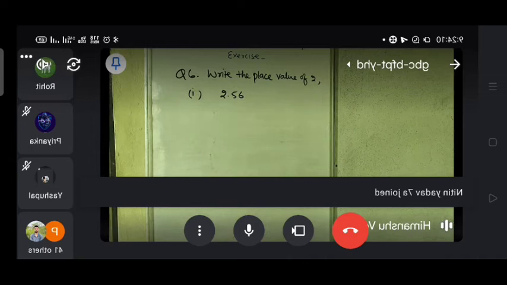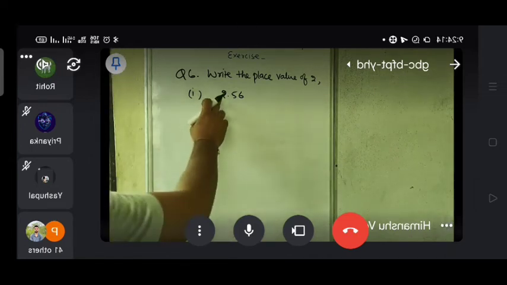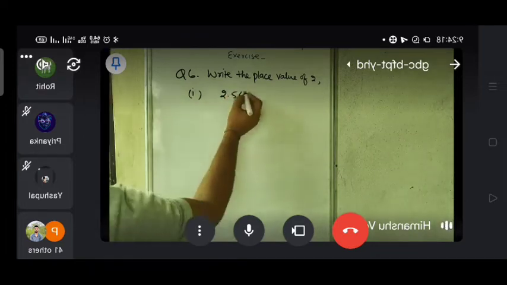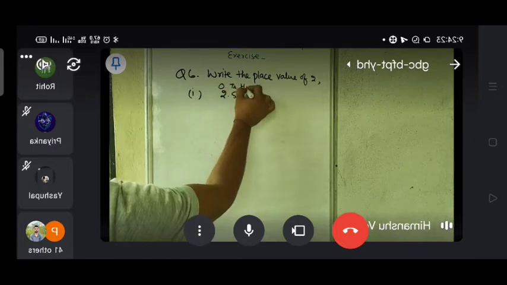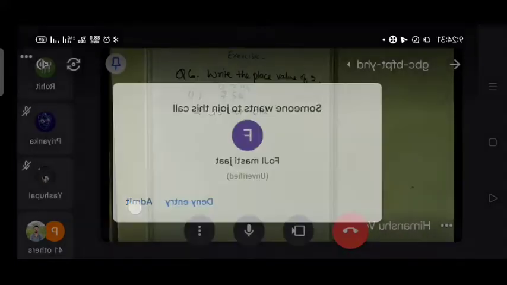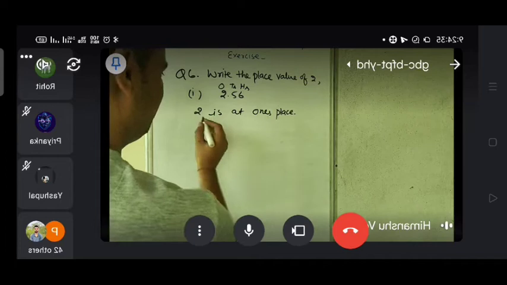So it is very easy. You have done it already. Now you just have to choose whether it is ones place, tens place, or hundreds place. So we mention it: this is ones, this is tens, this is hundreds. So 2 is at ones place. It is very easy.